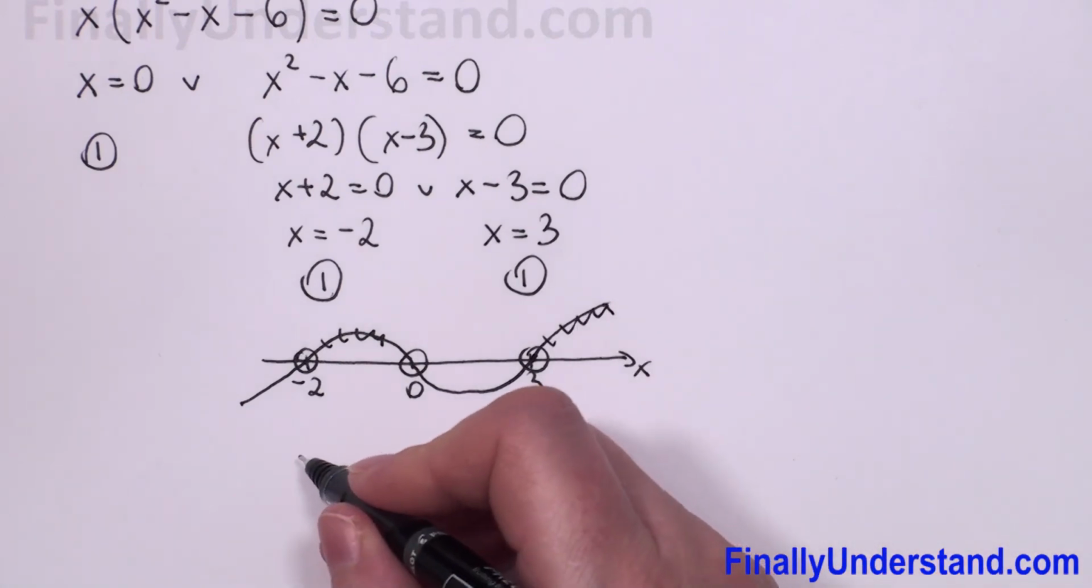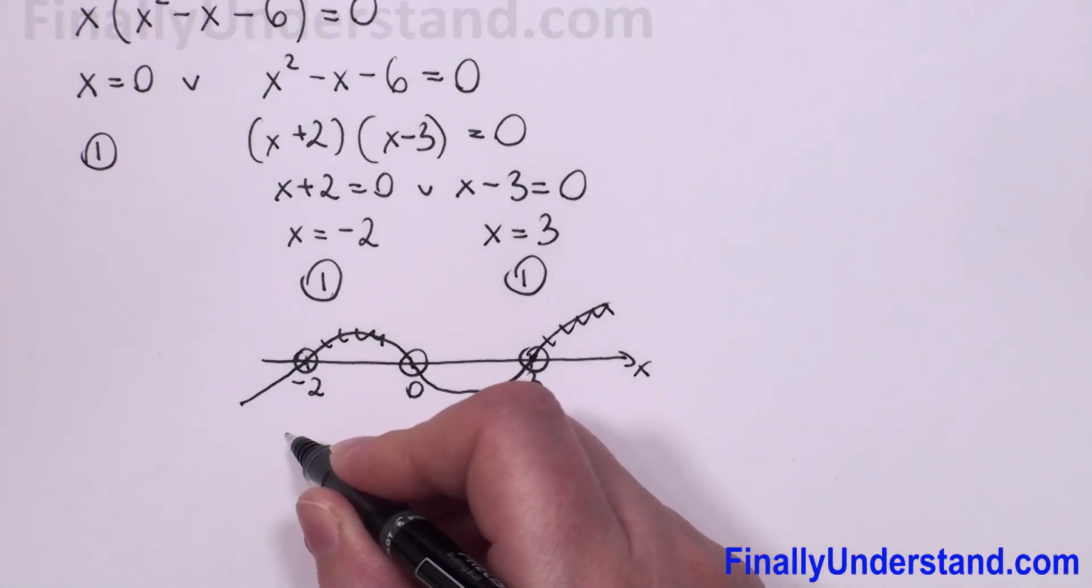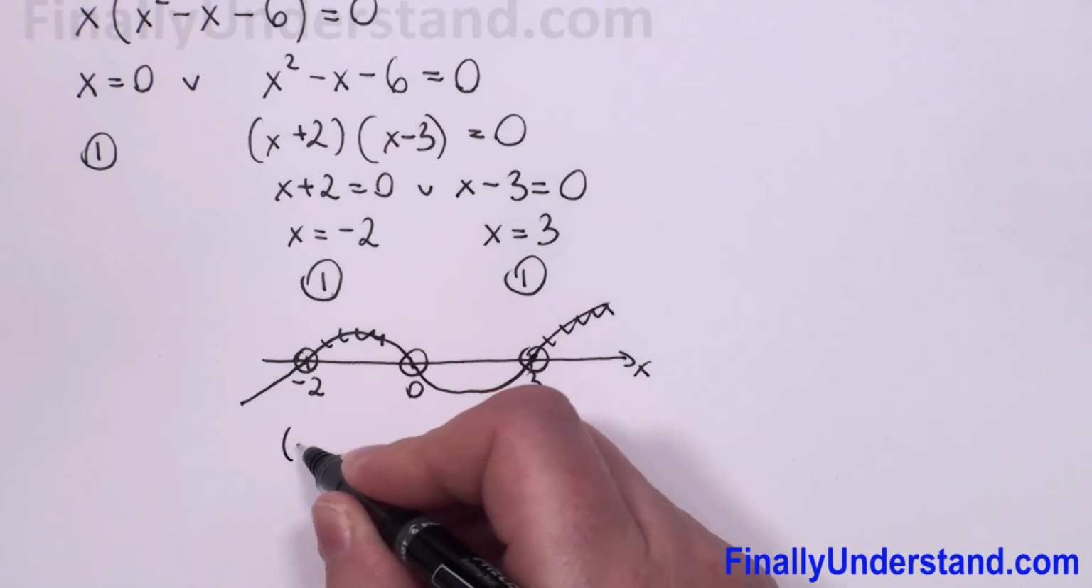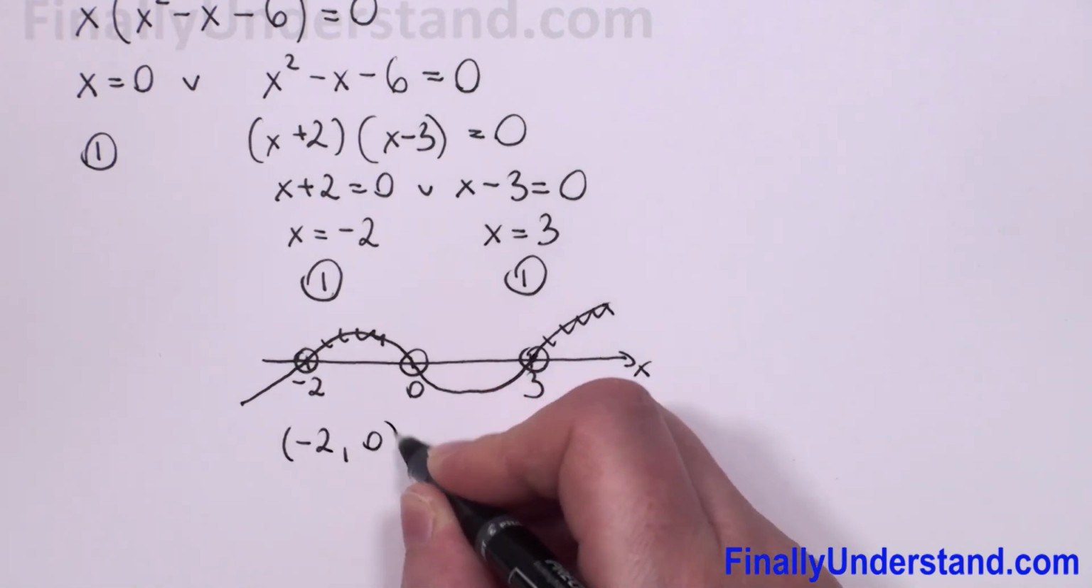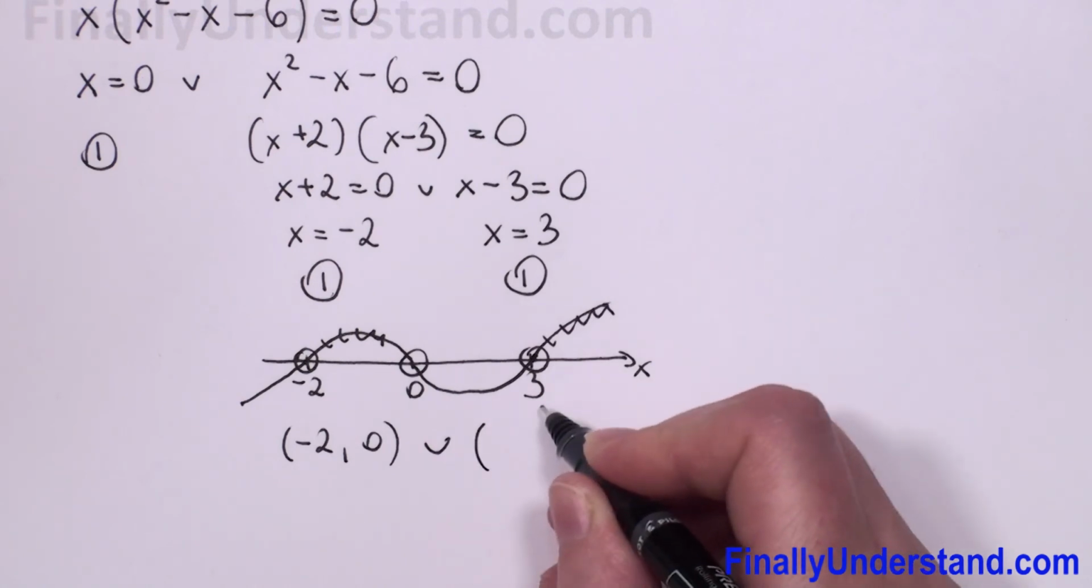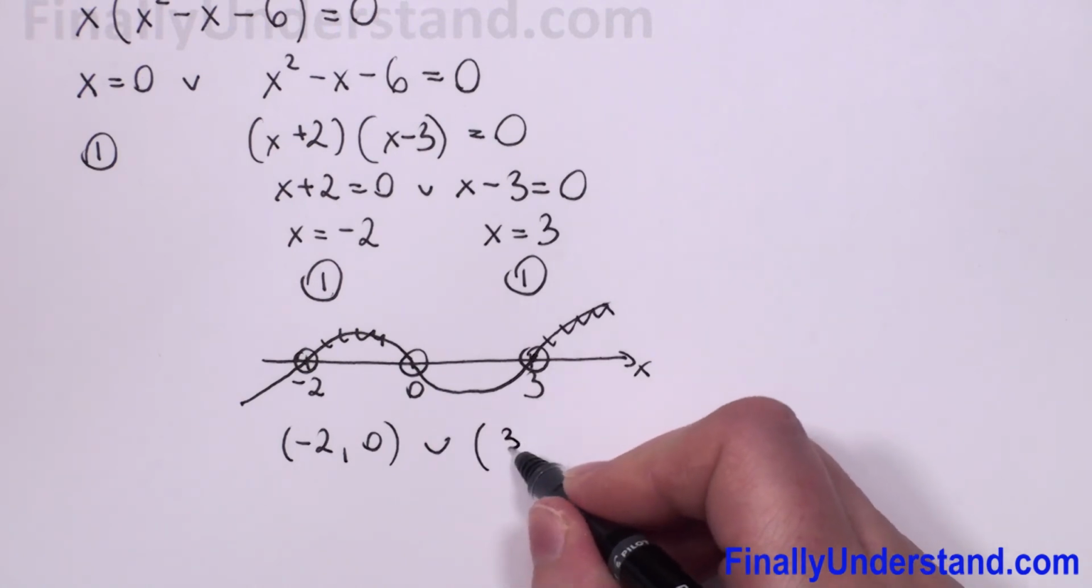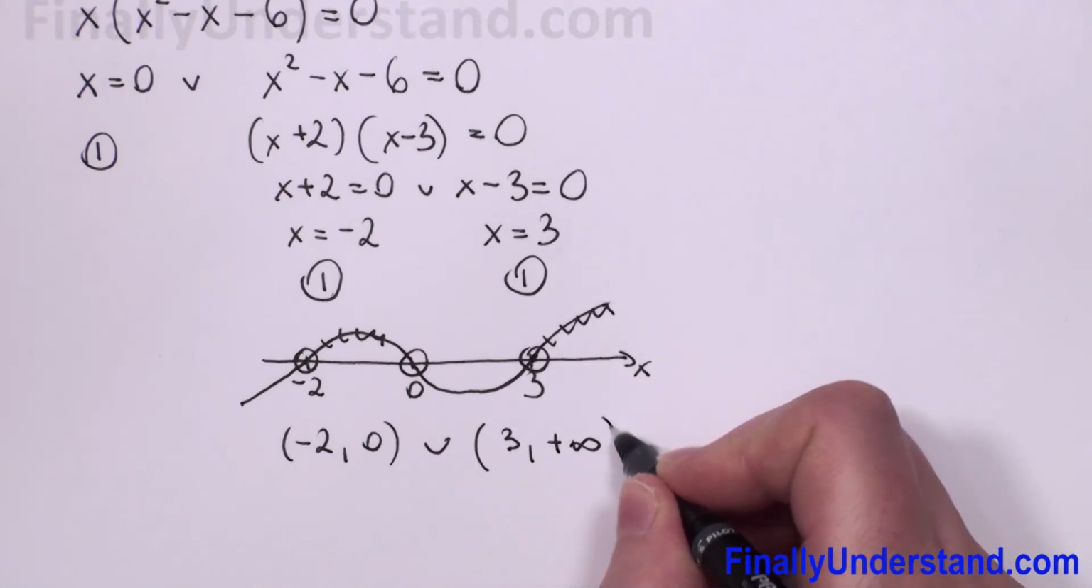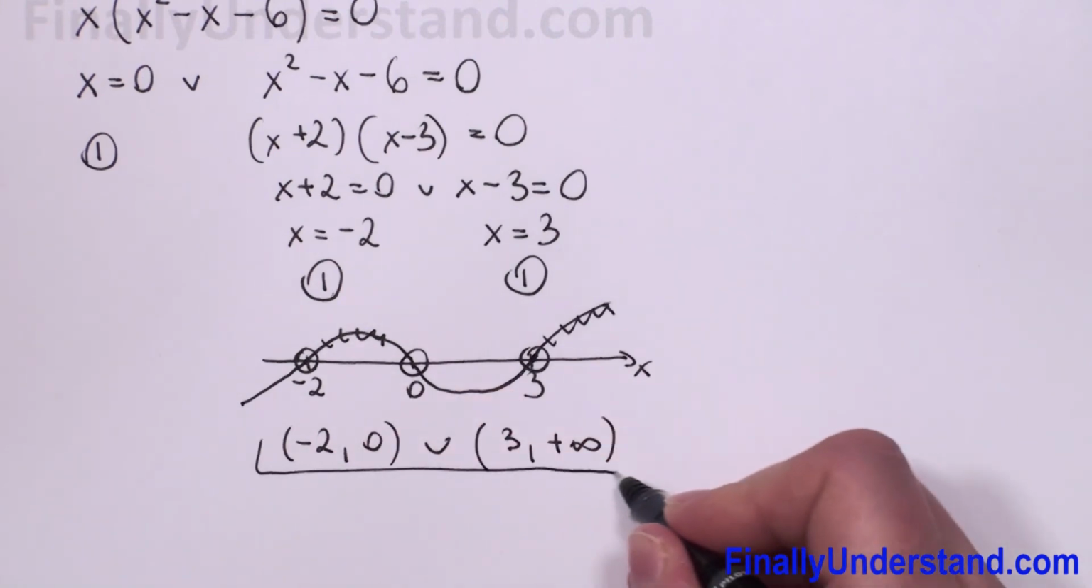Now we can write our intervals. The first interval will be from negative 2 to 0, plus the second interval from 3 to positive infinity. And we have our solution.